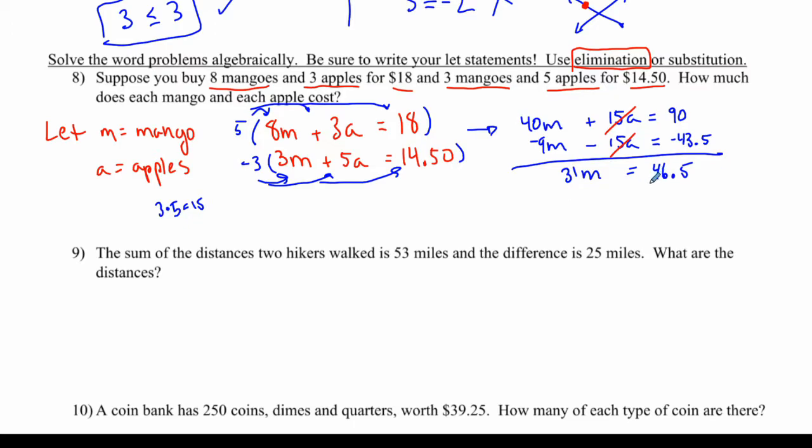Now let's go ahead and get m by itself. Divide both sides by 31. M equals, what does this come out to? Divided by 31, 1.5. Oh, that was better than I thought. I was expecting a kind of gross decimal there. So M equals 1.5, or in other words, mangoes cost $1.50.